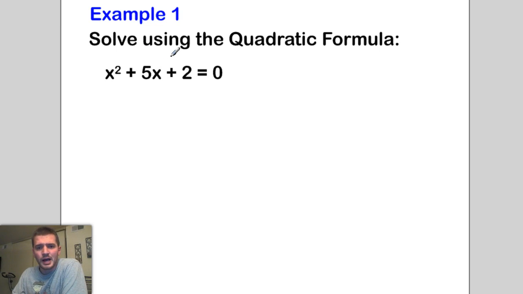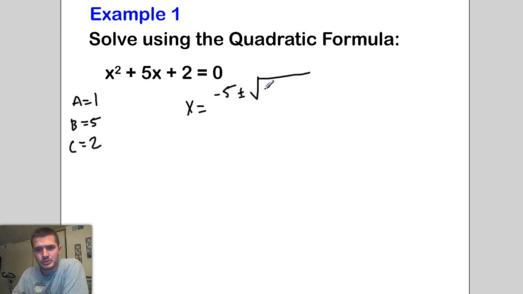In this case, a is 1, b is 5, c is 2. So let's plug it in. x equals negative 5 plus or minus the square root of 5 squared minus 4 times a, which is 1, times c, which is 2, all over 2 times 1.